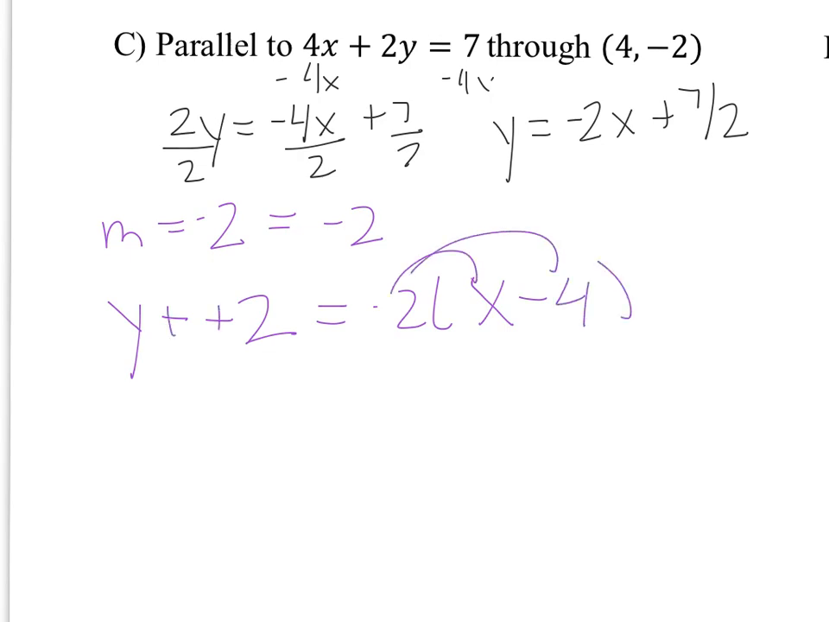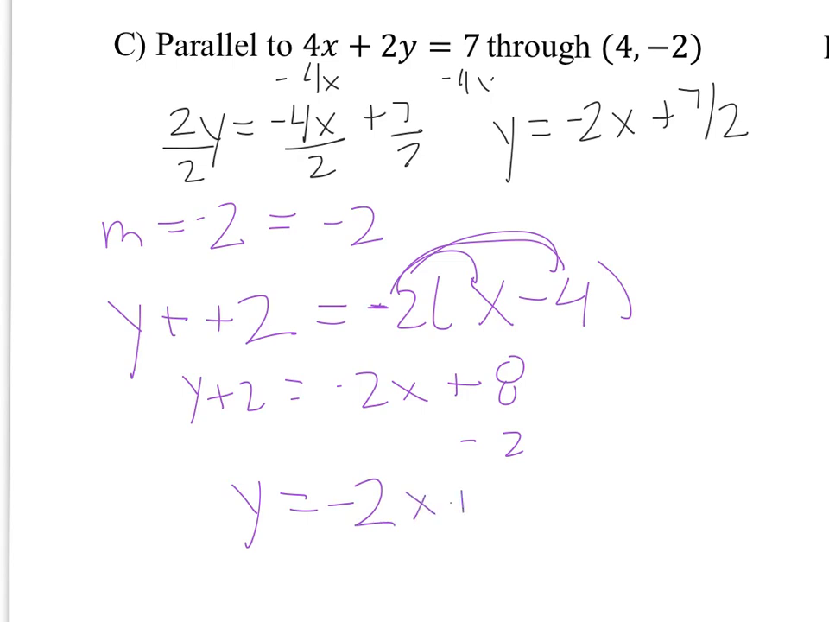Distribute this, this becomes plus plus. So I have y plus 2 is equal to -2 plus 8, because it's a -2 times a -4, and then subtract the 2. So y is equal to -2x plus 6. Same thing here. You can plug this into your y equals, and then you could also plug this into your y equals, this equation right here, and see if they're parallel.